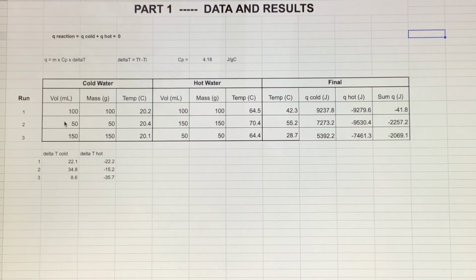Then I used 50 milliliters of cold water and 150 milliliters of hot water. As you can see, the final temperature is higher because I used more hot water, therefore it's straightforward that it should be higher, right? And as you can see, in absolute value, the heat for the hot water is bigger than for the cold water because the mass is higher, okay?